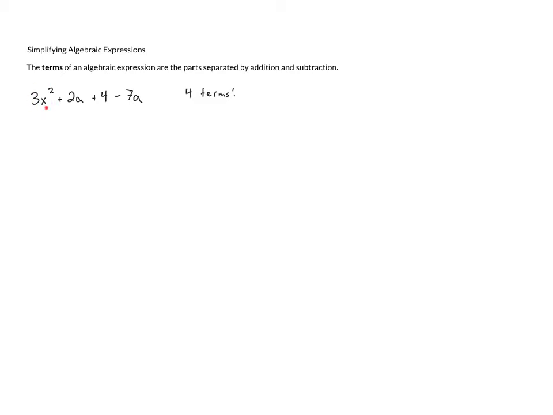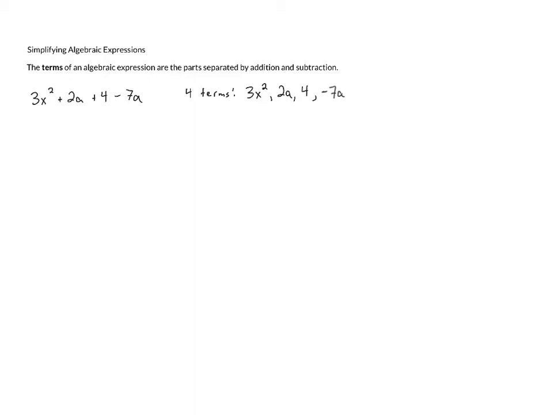The first one is 3x squared. That comes before the first addition sign, so 3x squared. The next term is going to be 2a. The one after that is 4. We call it a constant term because it just has a constant. There's no variables. And then the last term we have to be careful. It's not 7a. It's going to be negative 7a. When a term is being subtracted or is otherwise negative, that negative is a part of the term. So the terms here are 3x squared, 2a, 4, and negative 7a.